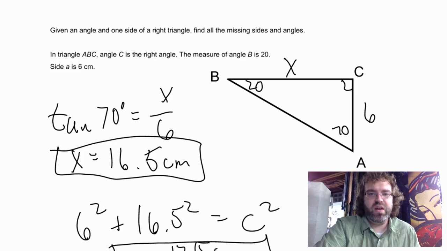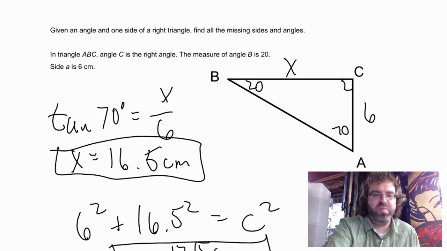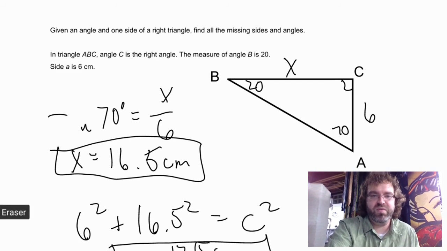Okay, so again, using different trigonometry functions to solve for missing values.